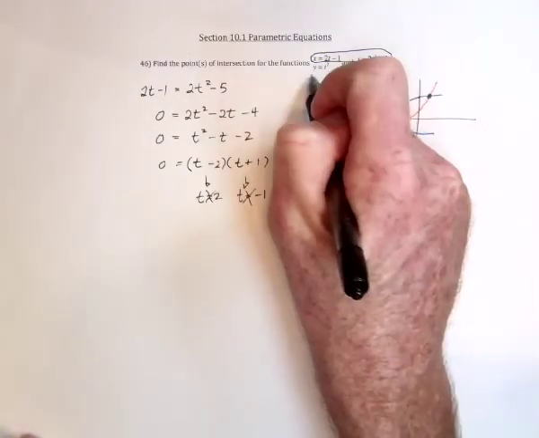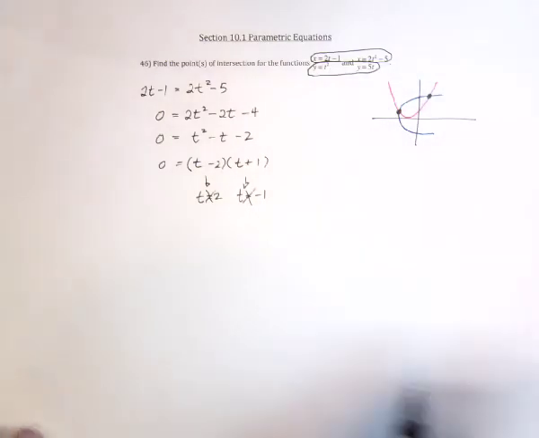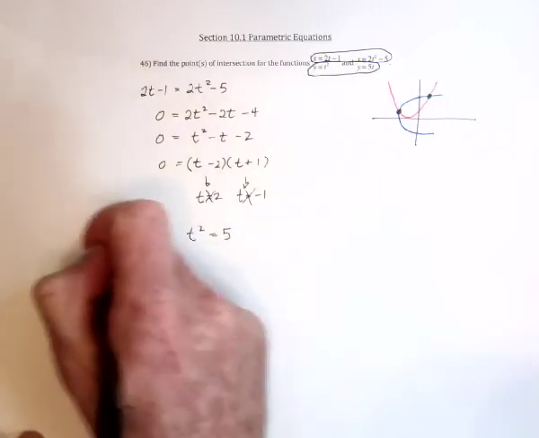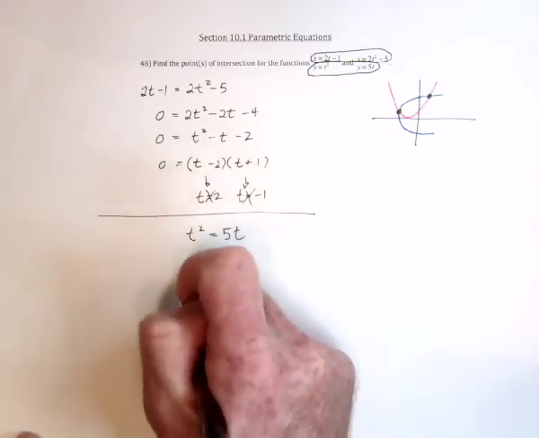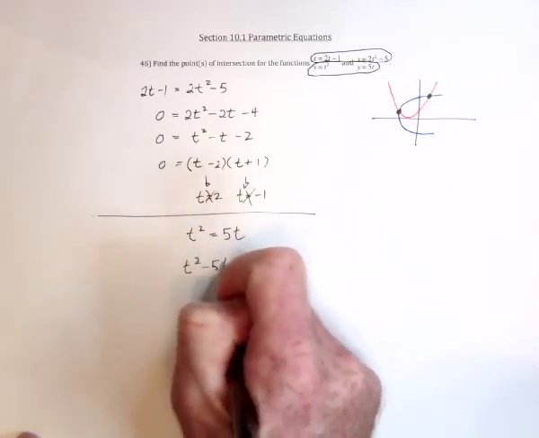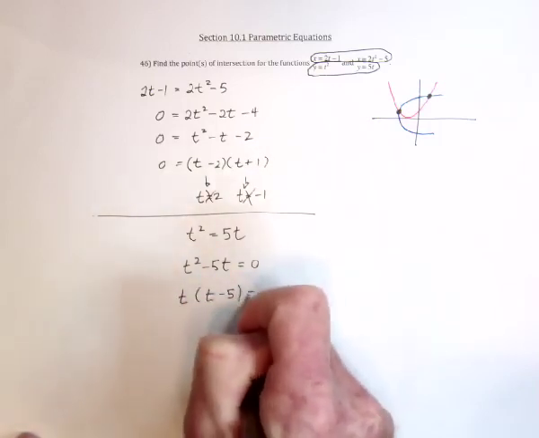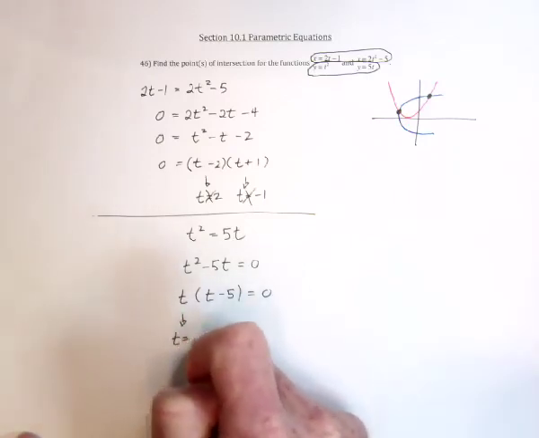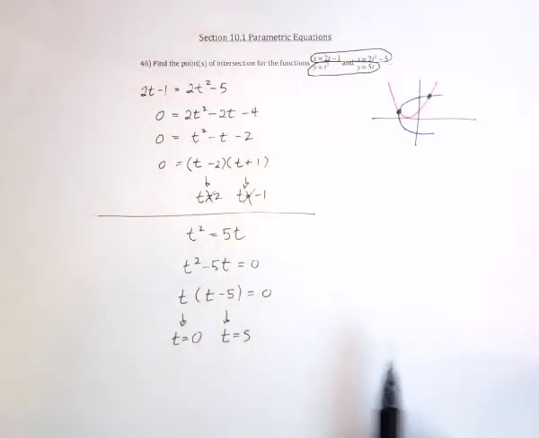The other thing you do is set the y values equal to each other. So we've got t squared equals 5t. You could move this to the left side, so t squared minus 5t is equal to 0. Factor out a t, and it seems like the intersection points are going to be when t equals 0 and when t equals 5. As we saw from the last one, you definitely need to check it.